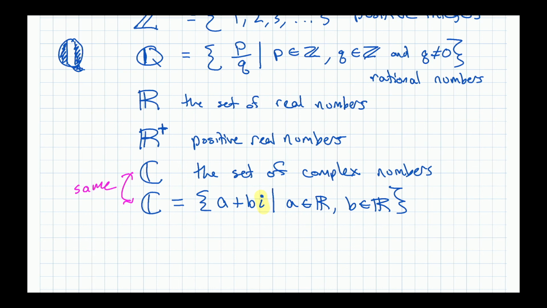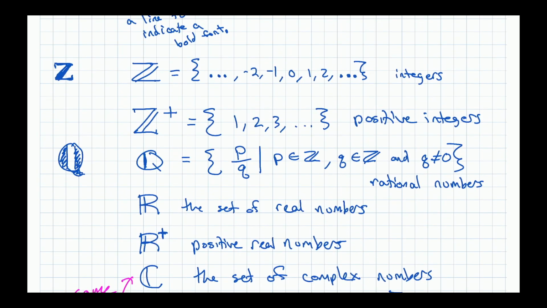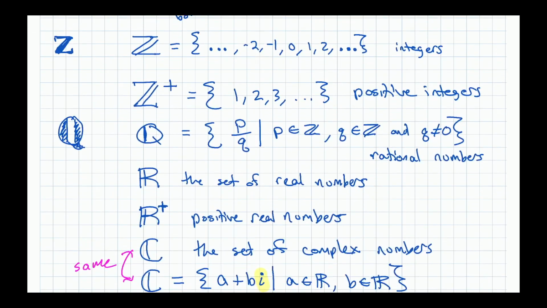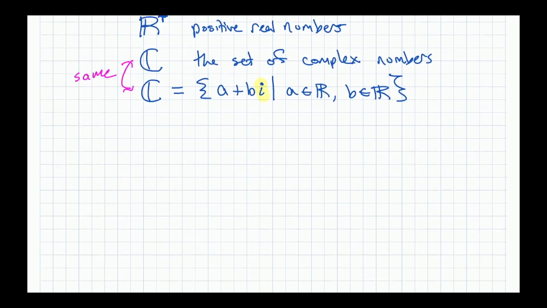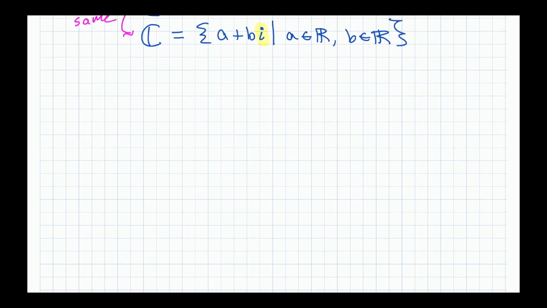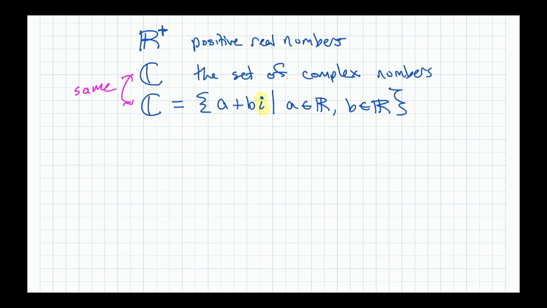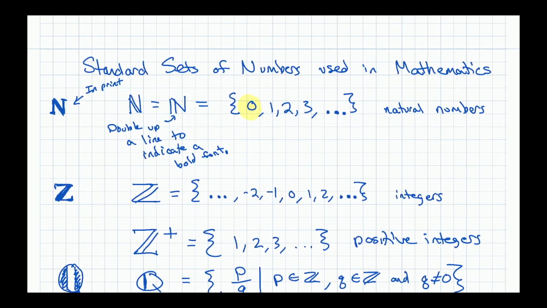Okay. So, what do we got? We got natural numbers, integers, positive integers, rationals, reals, positive reals, and complex. Something you need to be aware of is I highlighted this 0 in the natural numbers, and that's because your book puts it there, but not every book does. Some books leave 0 out of the natural numbers.